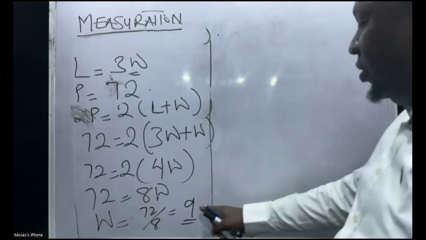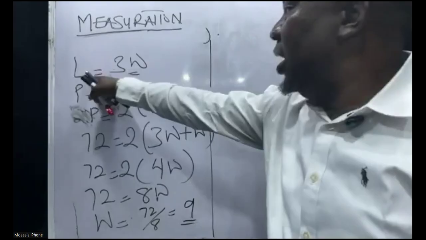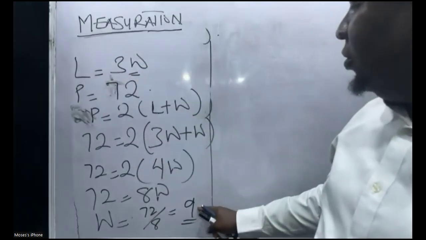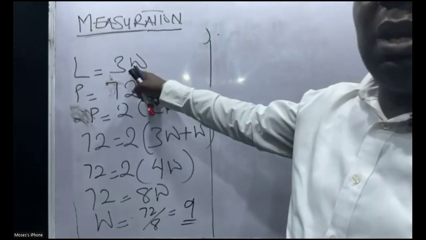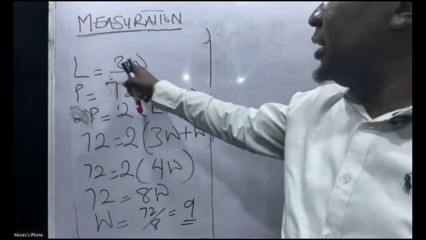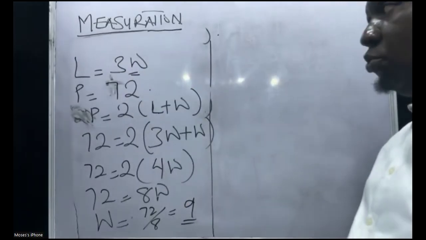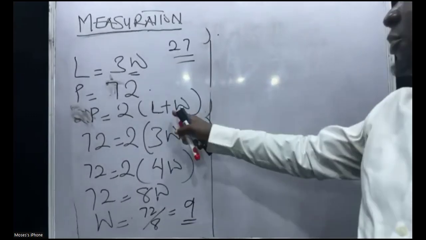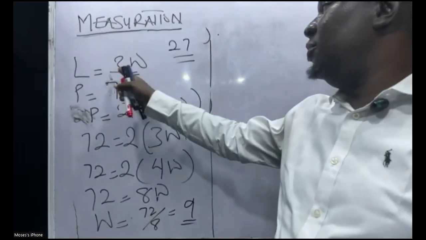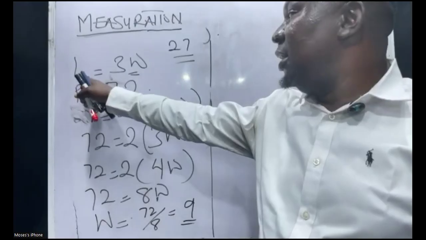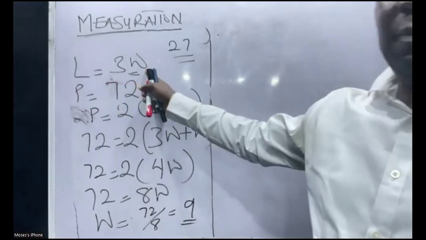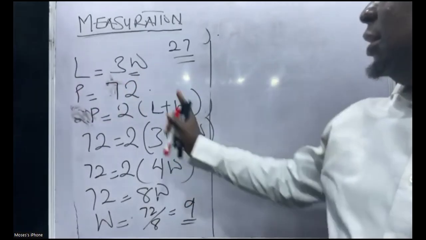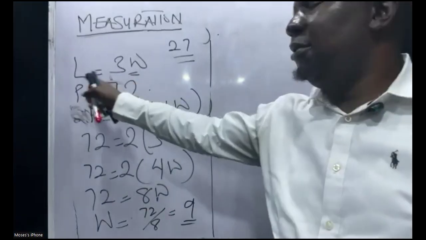Or since your width is 9 and your length is 3W, just replace W with 9 here. 3 times 9, which is what? 27. You don't need to go through this process, just multiply. The expression says your length is 3 times the width, and you got your width to be 9. Put your 9 here times 3, you get your length.